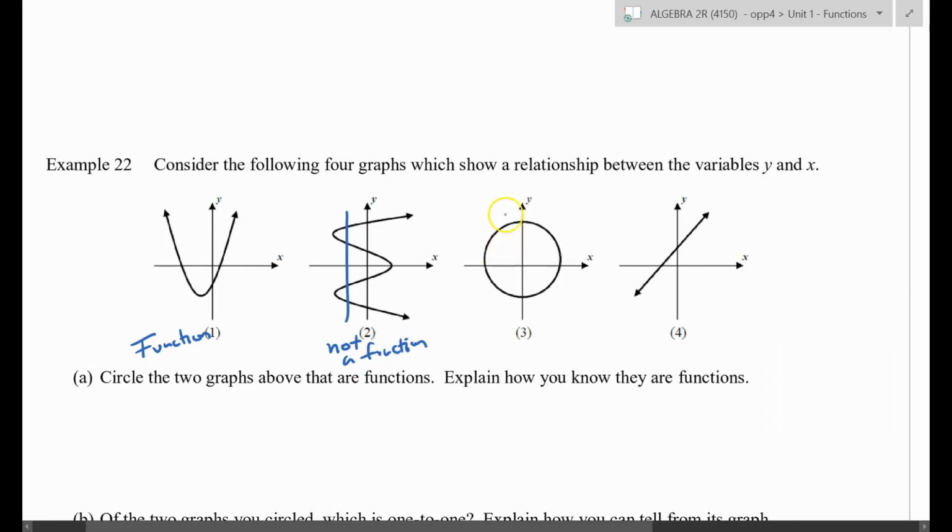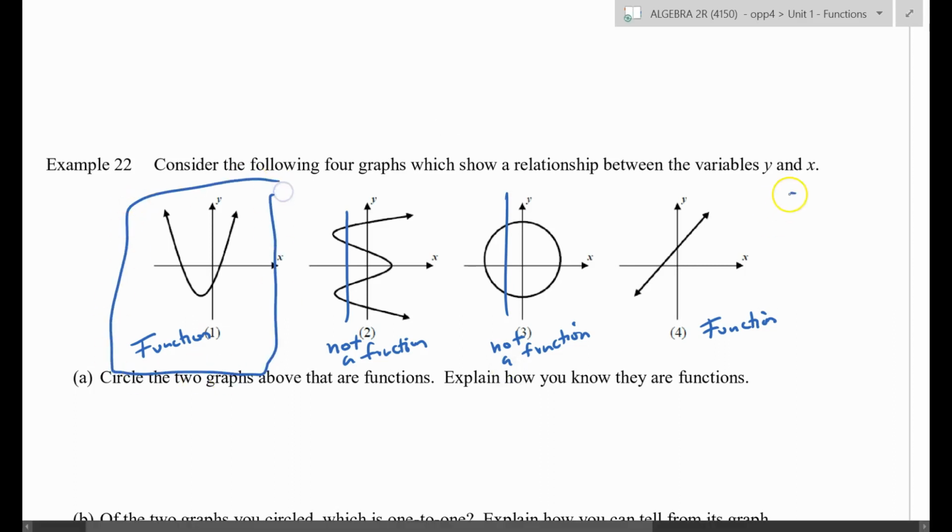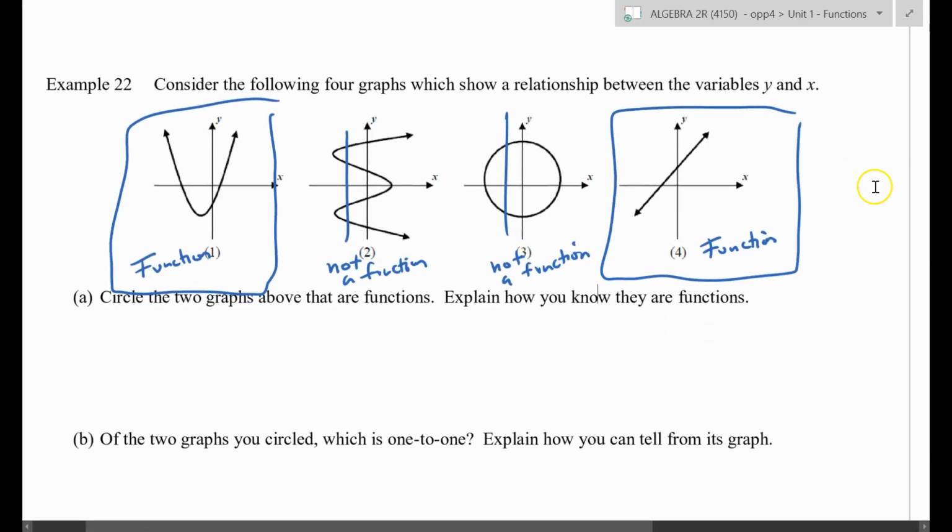Is 3 a function? Not a function. The last one is a function because it passes the vertical line test. All right. So it says in part A, circle the two graphs above that are functions. Okay, so this is a function and this one is a function. Explain how you know they are functions. They pass the VLT.